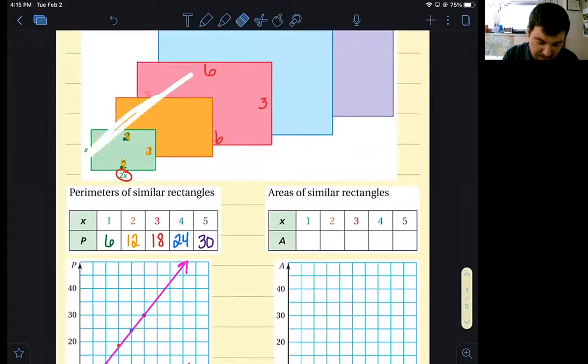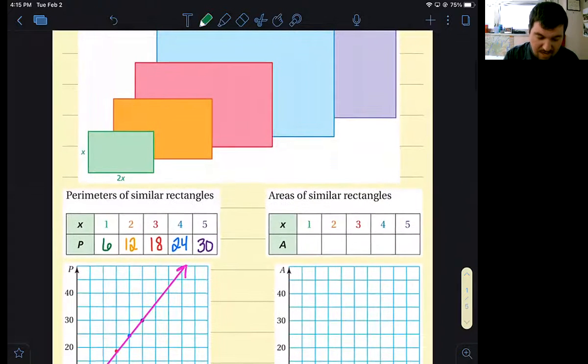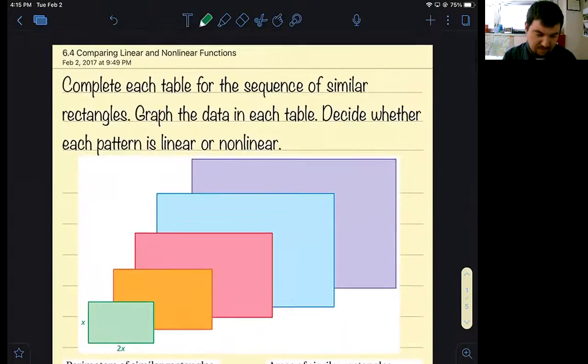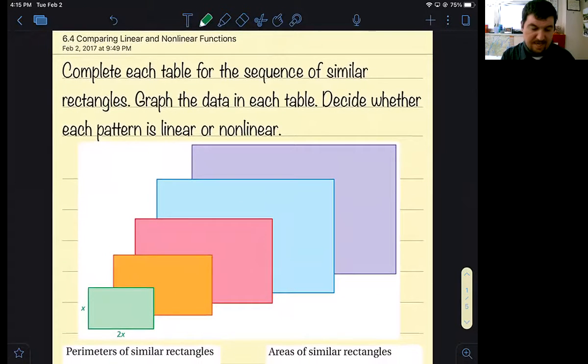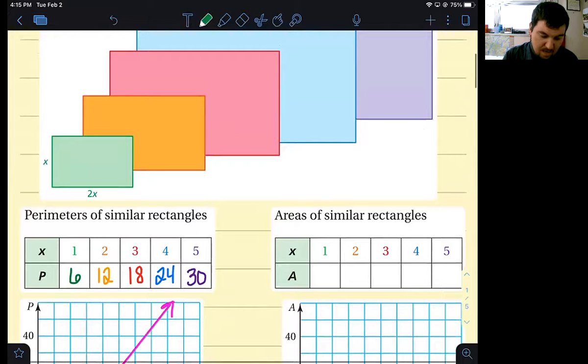Okay. So now they want me to do the same thing, except now calculate the area, which actually will be a little bit easier to do. So make sure I answer, complete the table, graph the data, decide whether it's linear or nonlinear. I didn't write it, but we'll just say, obviously, the last one is linear. For the next one, when I plug in 1 for x, this is going to be 1 times 2, which is 2 for the area, length times width for a rectangle. When I plug in 2 for x, this is going to be 2 times 4, which is 8.